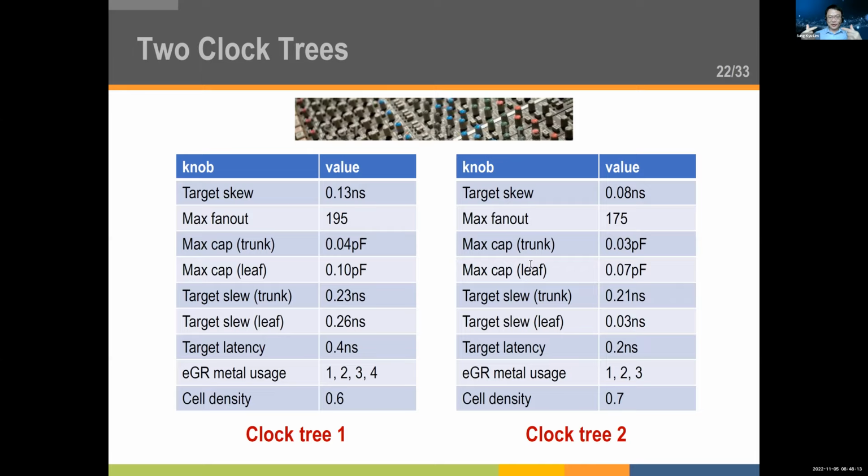If you have done clock tree synthesis, you would have to set several key parameters. For example, target skew, I want target skew to be this much, maximum fanout to be this much, maximum cap on the trunk side, maximum cap on the leaf side, so the target on the trunk and leaf. Depending on how you set these knobs or parameters, you may get very different results.